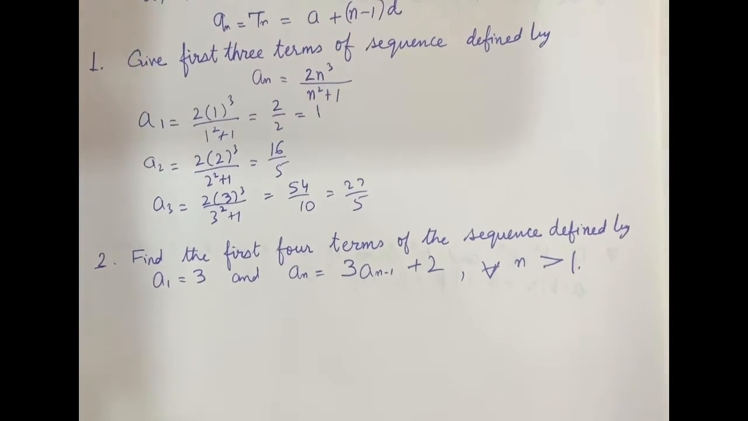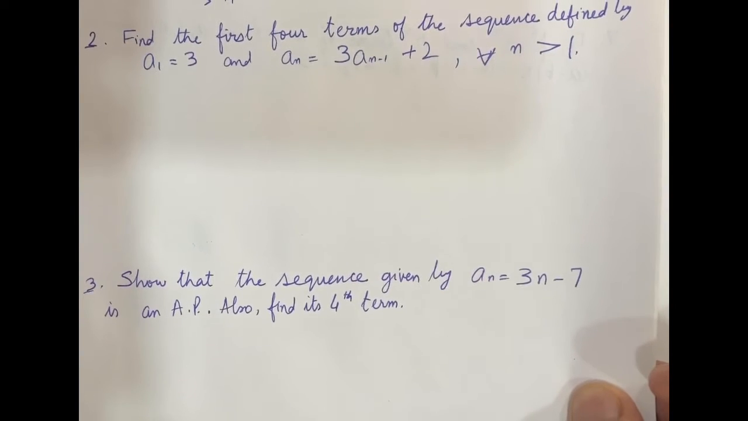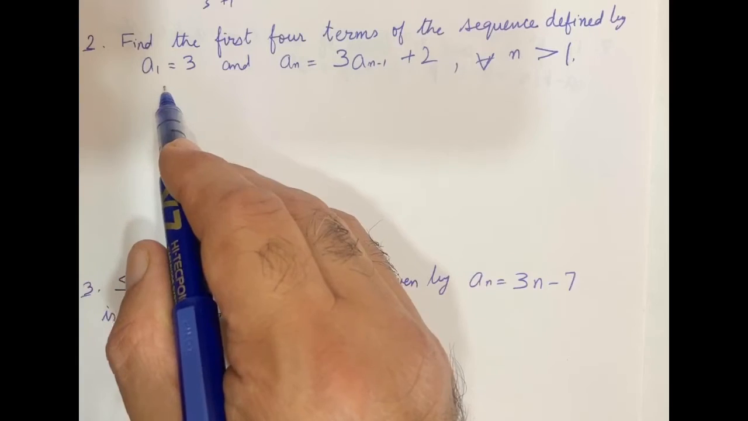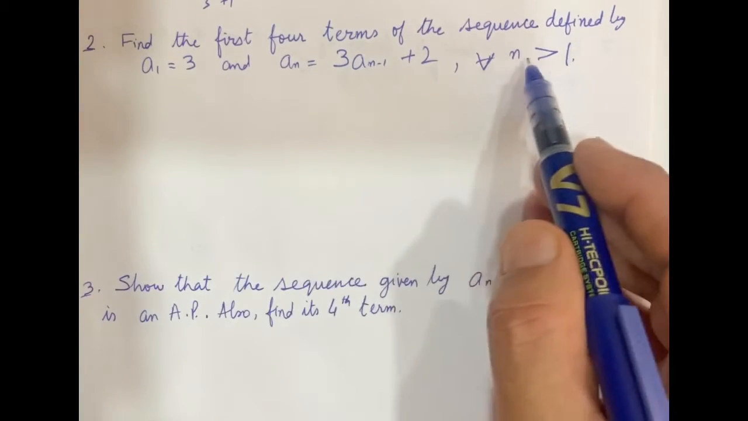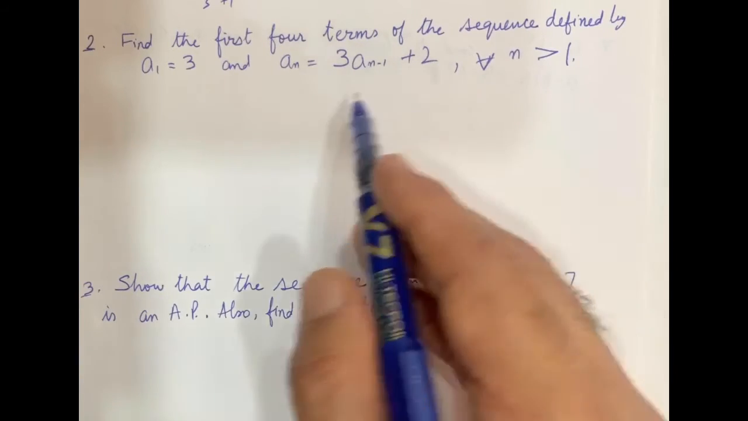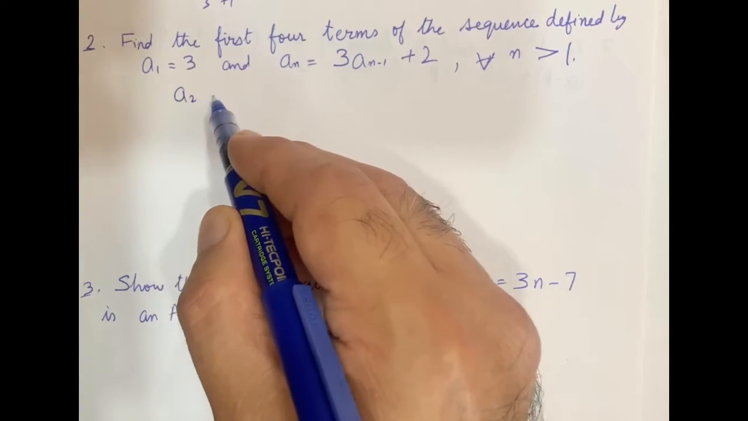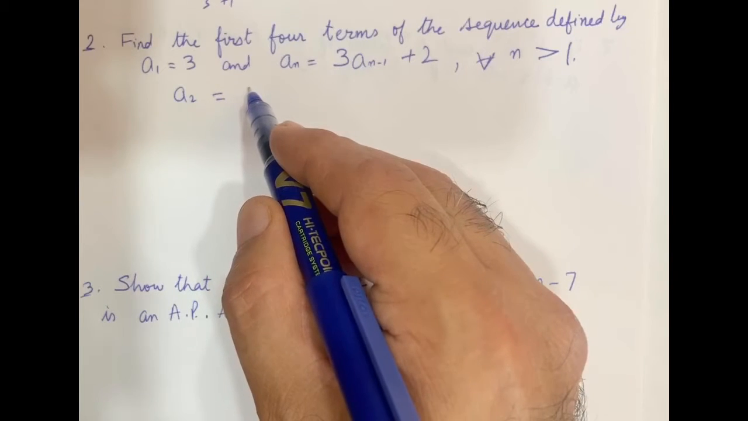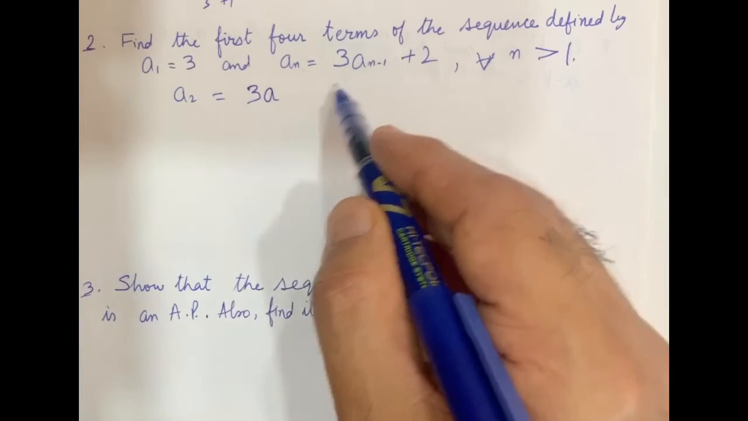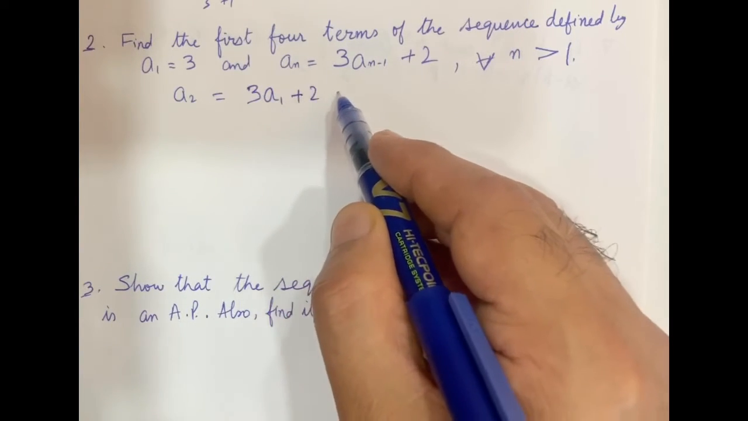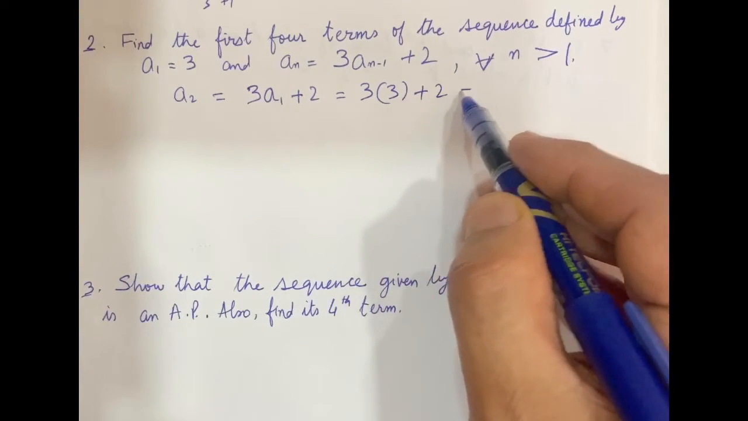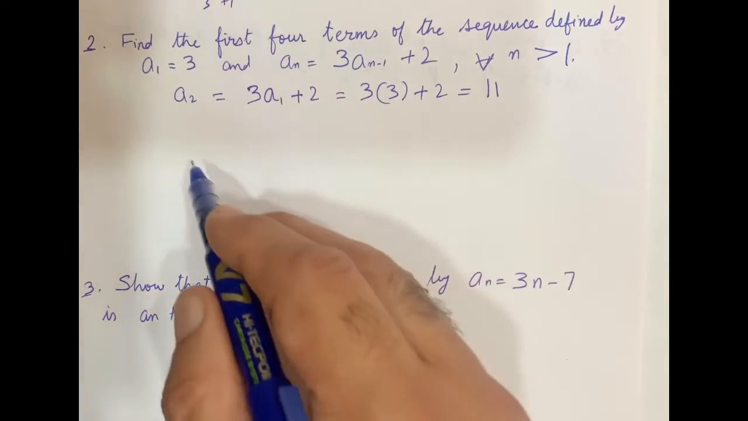The next one, we have to write the first four terms of the sequence in which the first term is 3 and for n greater than 1, the nth term is 3 times a n minus 1 plus 2. So the second term, we put n is equal to 2 here. So 3 times a 2 minus 1, that is a1, plus 2. a1 is given as 3. So this is 3 into 3 plus 2, 9 plus 2, this is 11.